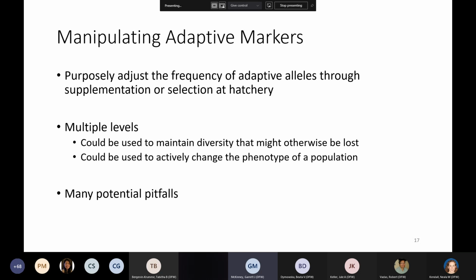The other thing that can be done is actively manipulating adaptive markers by trying to adjust the frequency of adaptive alleles, either through supplementation or selection at a hatchery. I see two purposes to this. One would be just to maintain diversity that might otherwise be lost.